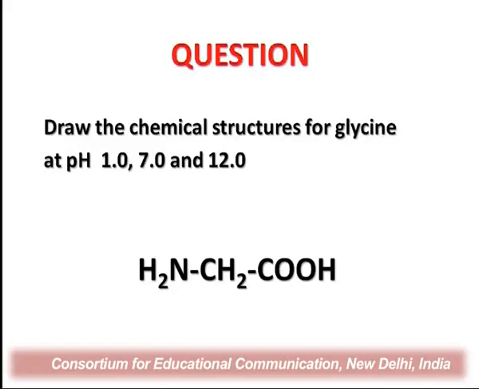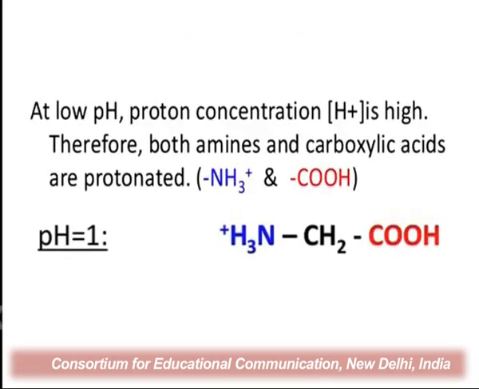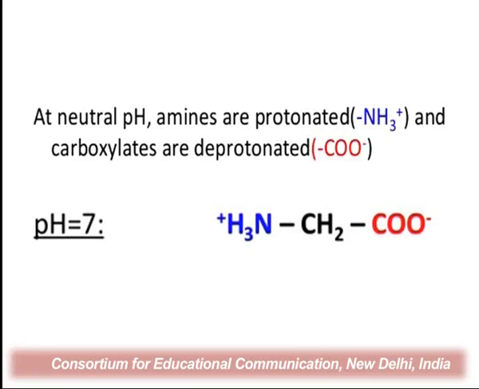So what you have to remember here is, when we are talking of low pH, both the amino group as well as the carboxylate group will be protonated, since the concentration of H ions is high. So in this case it will exist in its cationic form. Now if we go on to the next structure, then at neutral pH, what will happen?